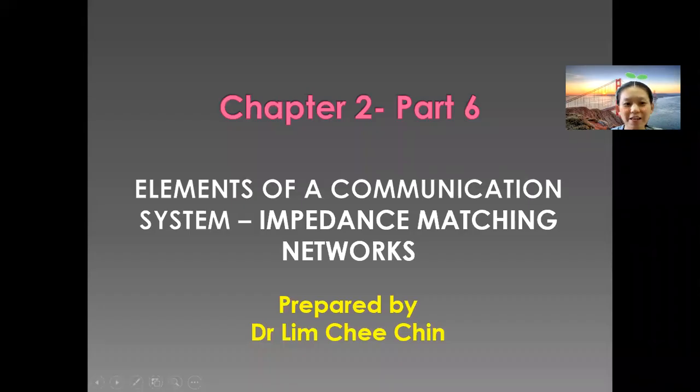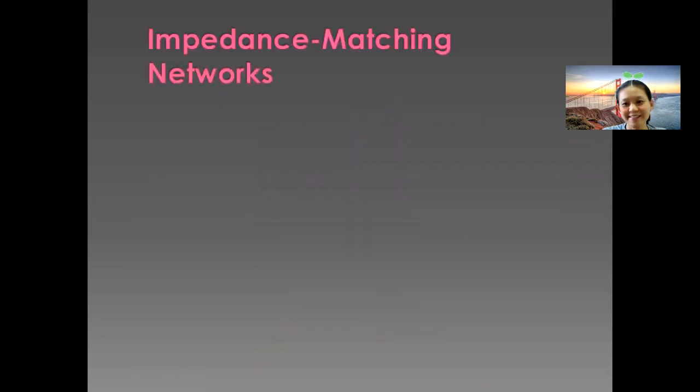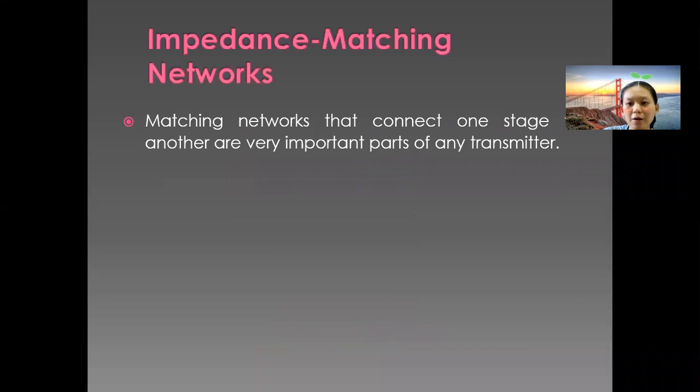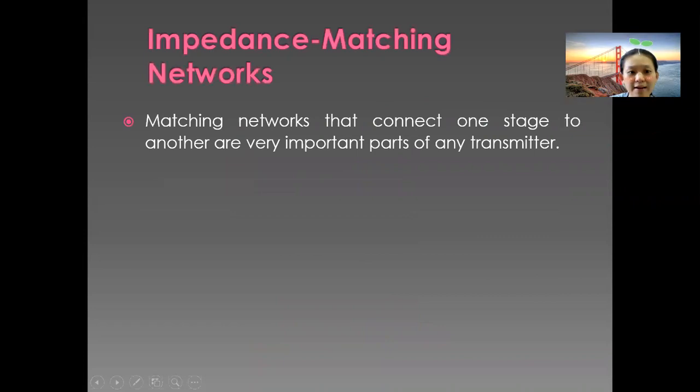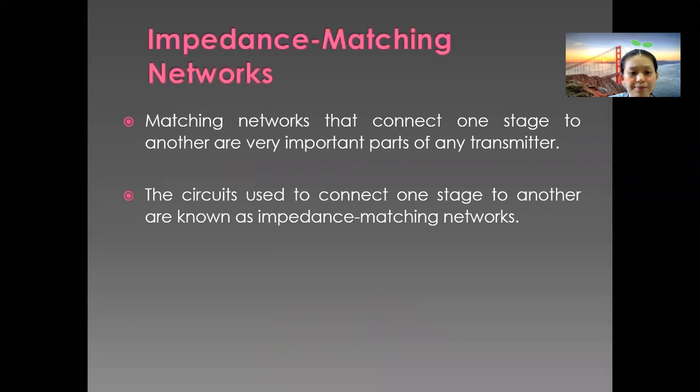Hello. Today we would like to explain an element of a communication system, the impedance matching network. What is an impedance matching network? It connects one stage to another and is a very important part of the transistor circuit. This circuit is used to connect from one stage to another stage, which is known as the impedance matching network.